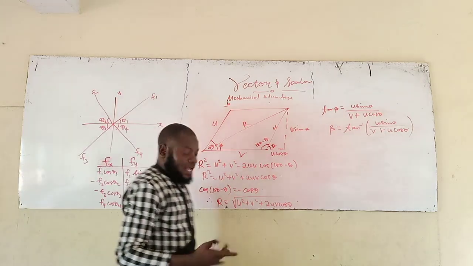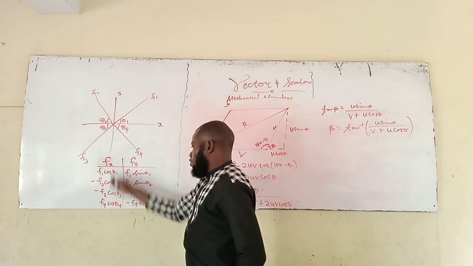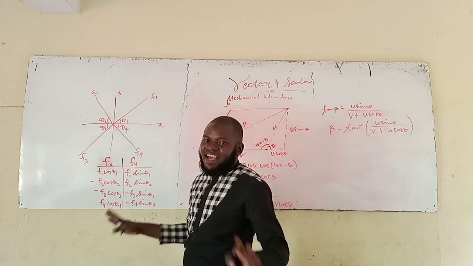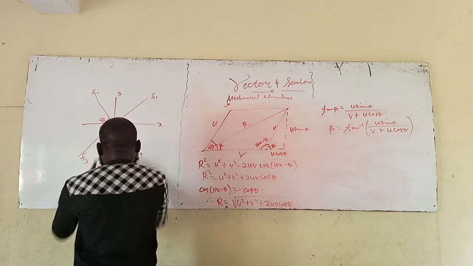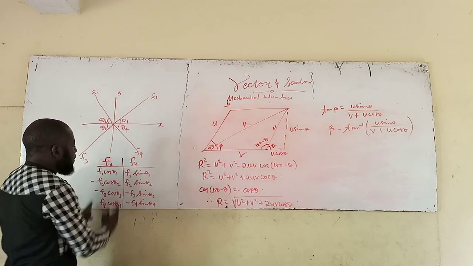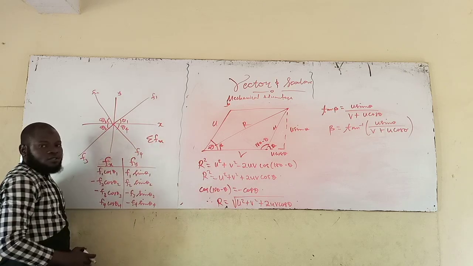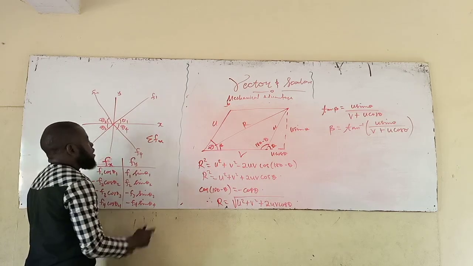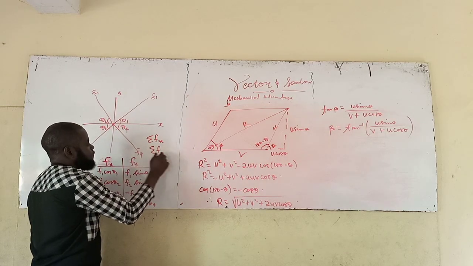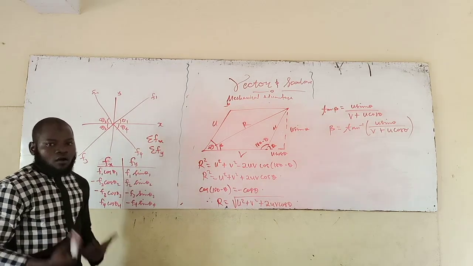So what is the next thing that you're supposed to do after resolving all of this? The next thing you want to do is to add up all these ones. So when you add up all this, it becomes summation of the forces along the horizontal component. And if you add up all this, it becomes summation of the forces along the vertical component.